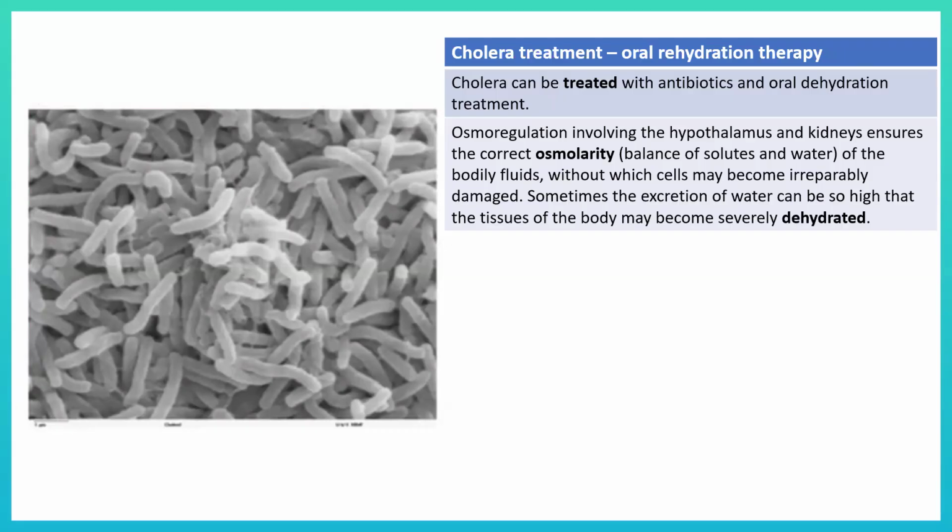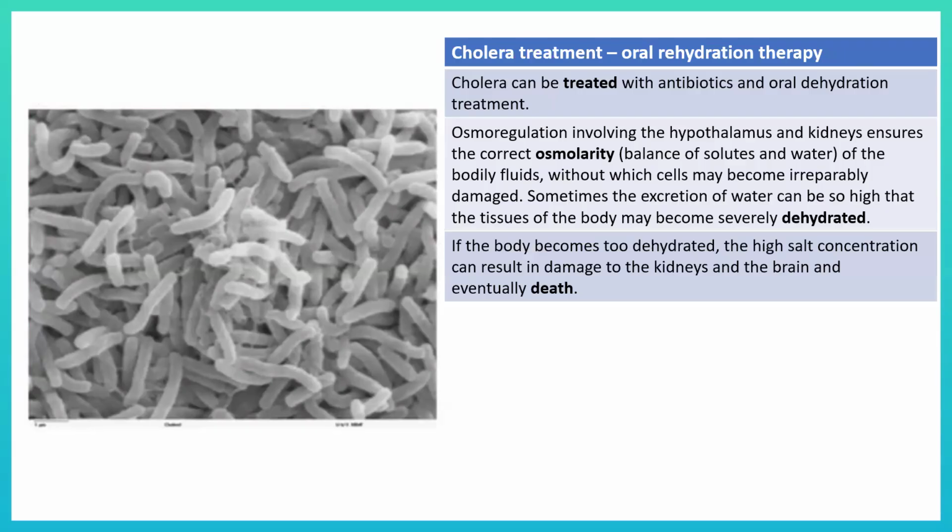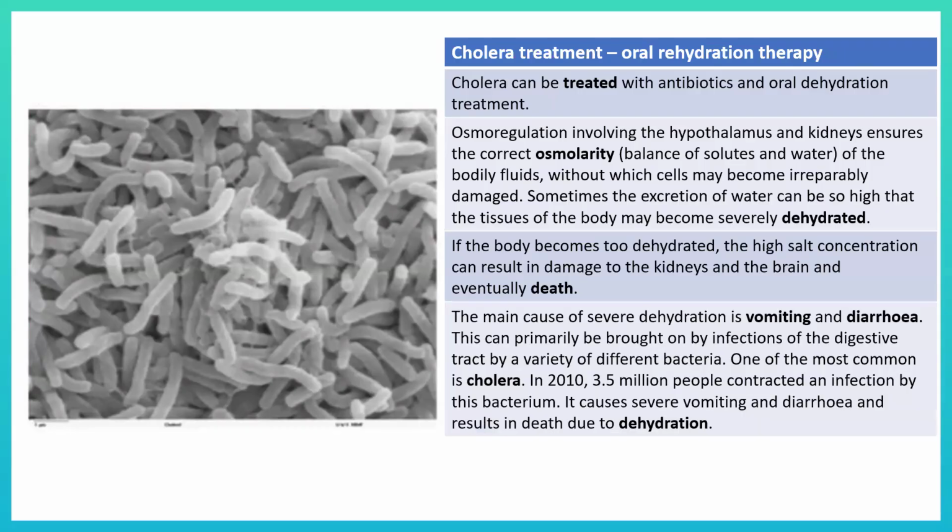You can balance your body fluids by giving people drinks with salts and sugars in, solutes and water. It helps them to hold on to their fluid, stop them becoming so dehydrated. You can hook people up to a drip as well. But if people do get too dehydrated, they can damage their kidneys and brains and they can die. So all of this vomiting and diarrhea is the cause of this dehydration.